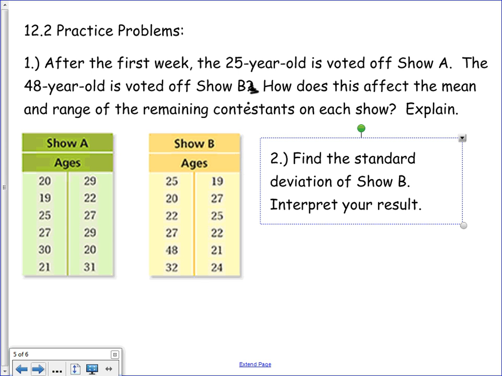Then question 2 asks you to find the standard deviation of show B and interpret your result. So you're doing everything we just did in example 2, but you're doing it with the values from show B. Okay, so you'll have your table again of listing all of the ages under the X column that are in the show B table. Then the mean, which we already found to be 26, and then the difference from these original ages to the mean. Okay, and then you'll square those, then you'll find the mean of all those, and then take the square root. Okay, and then make sure you just write what that means, that little sentence at the end.